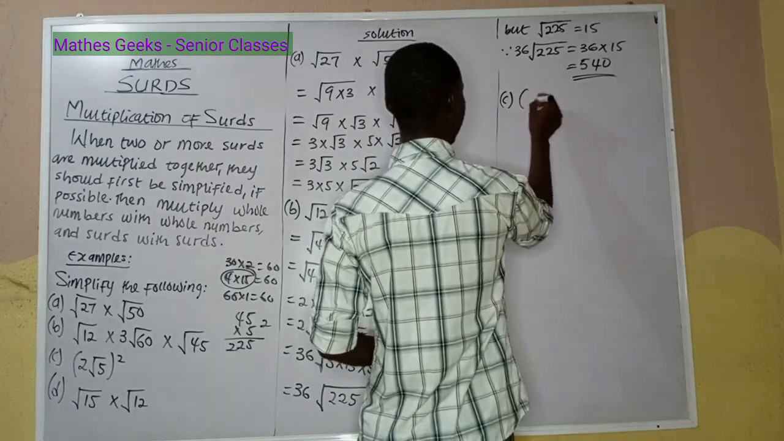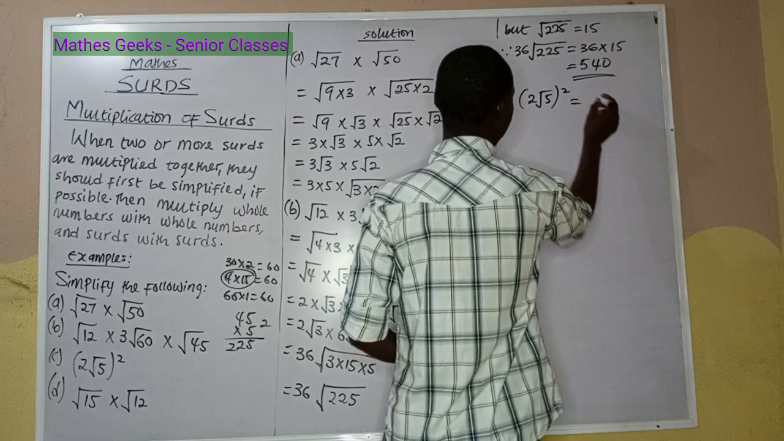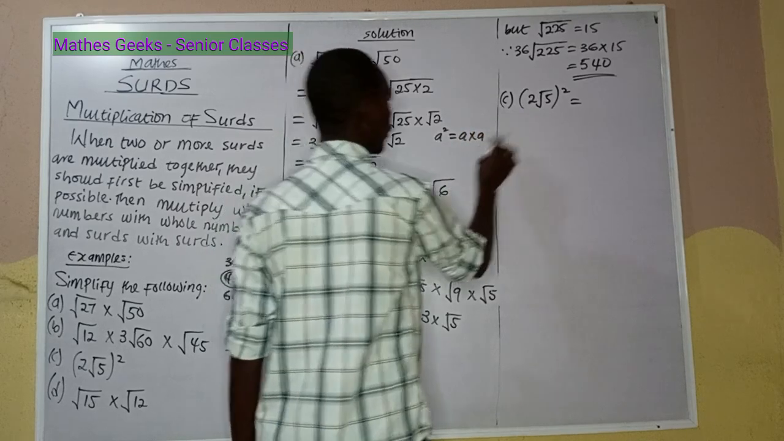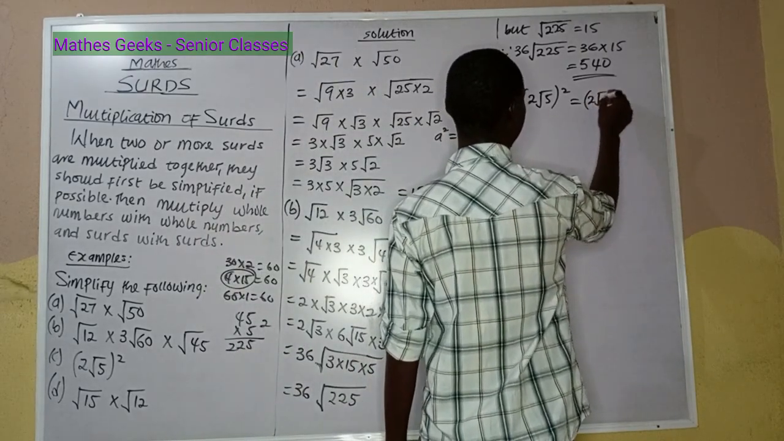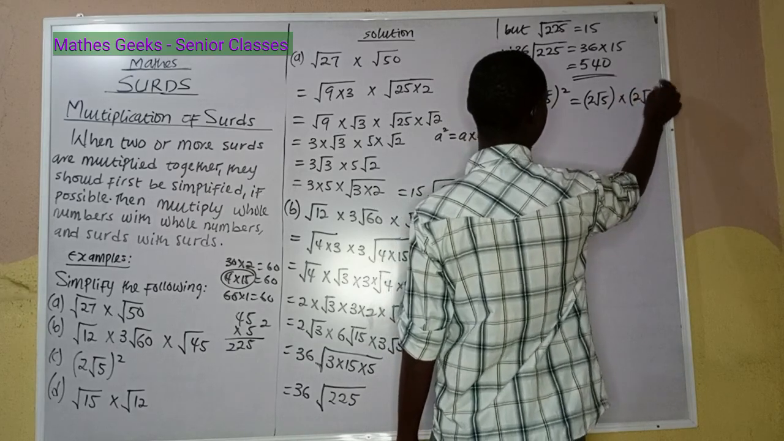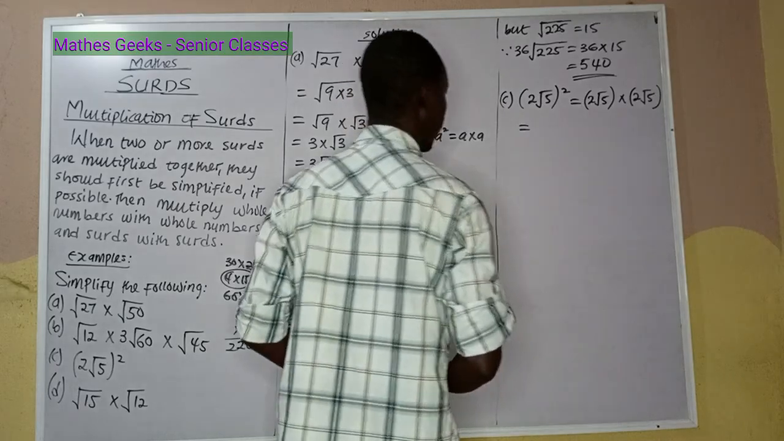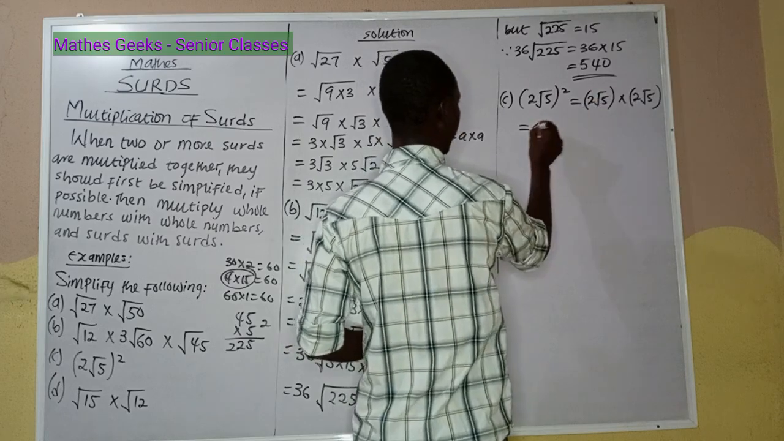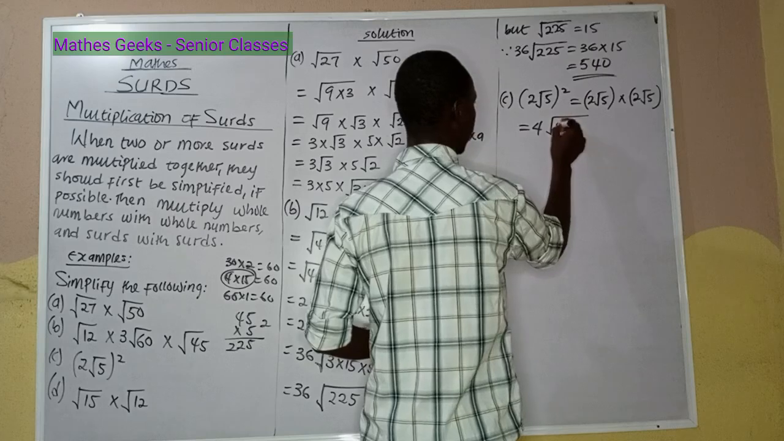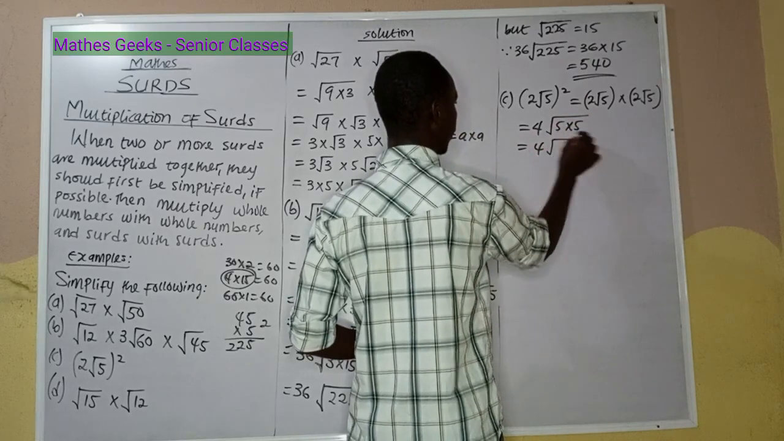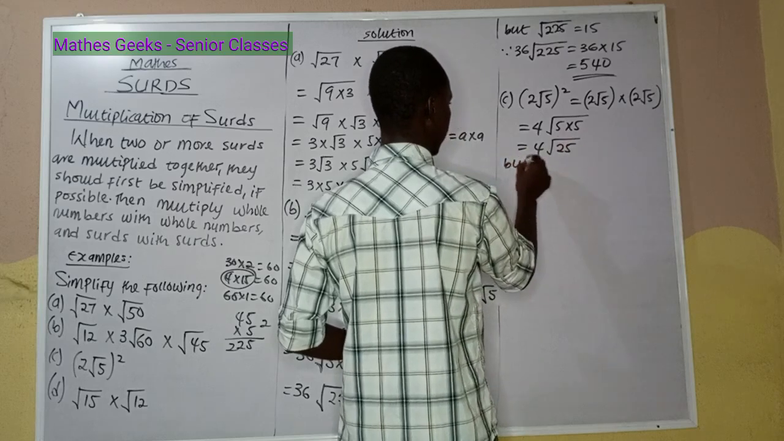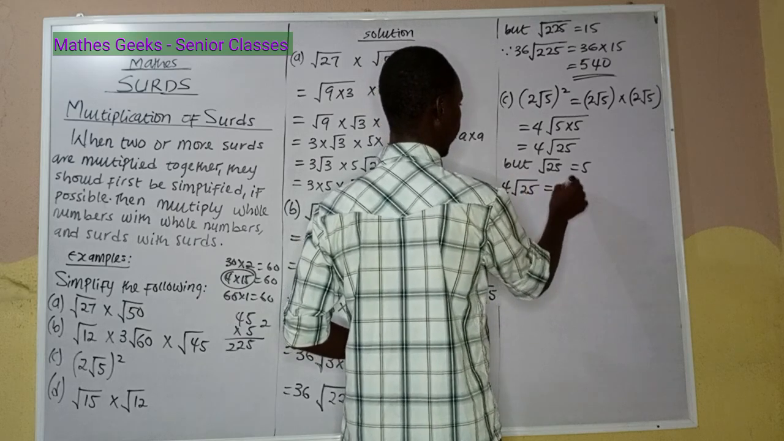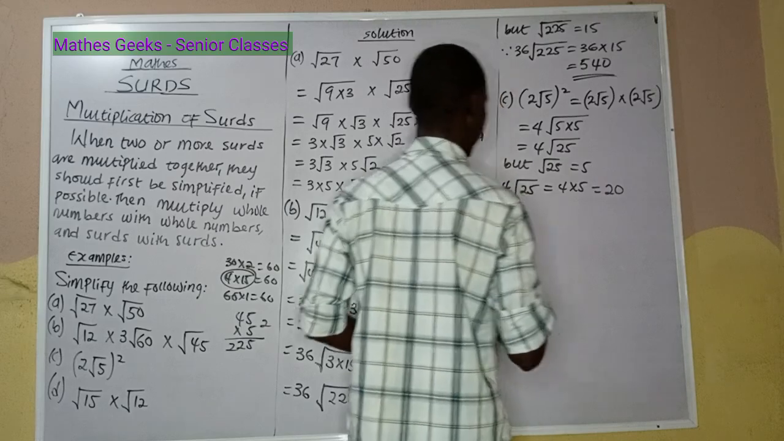C. 2 root 5 squared. So don't forget that whenever we have a square, let's say a to the power of 2, it means a times a. So apply the same here and give us 2 root 5 times 2 root 5. And remember the rule for multiplication of surds: whole number multiplies whole number, surd multiplies surd. So 2 times 2 is 4, and then surd 5 times 5, 4 root 5 times 5 is 25, but root 25 is equal to 5, so 4 root 25 is equal to 4 times 5, which is equal to 20.